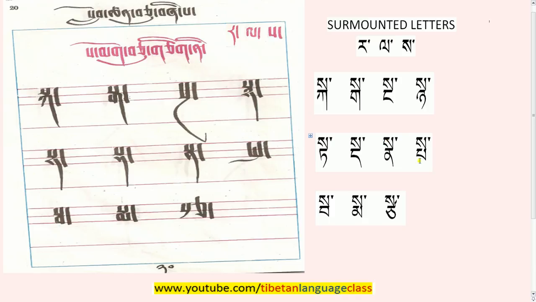Pa with or without it. Pa without it, ba with it. Ma without it, ma with it. So it's pa, ba, ma, ma. Za with or without it. So these are the 11 letters to which you could have this surmounted letter sa on top of it. And then the same examples here.